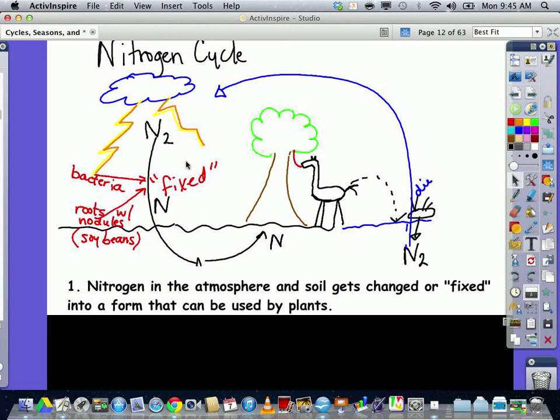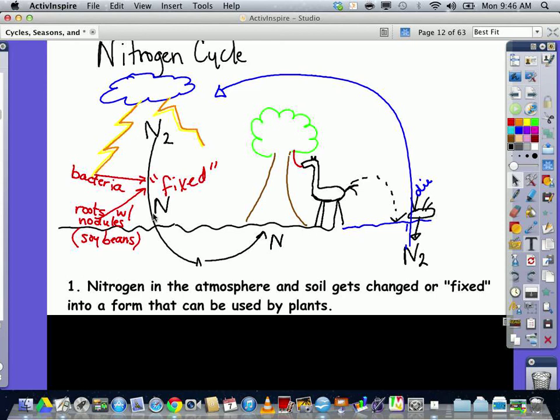Now, how does it get fixed? Well, there's a couple of ways it can be fixed. It can be fixed by lightning in the atmosphere. So when those atoms get struck by lightning, they're able to separate. It can also be fixed by bacteria that's in the soil, or by special plants. There are certain types of plants that have root systems with some little pockets or knobs on them that actually are able to fix nitrogen as well. Things like soybean plants. A lot of bean plants can do this.